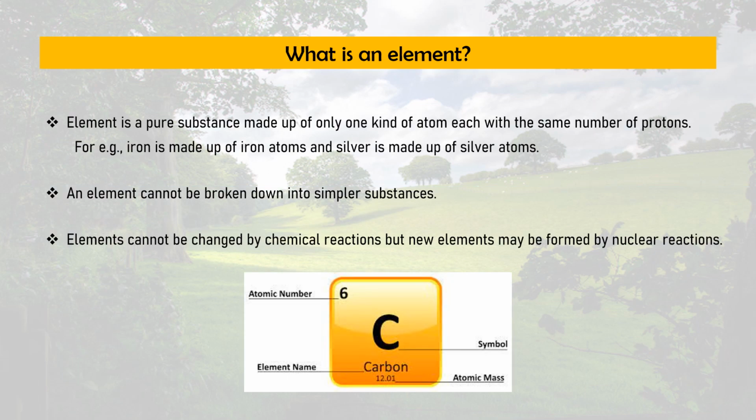What is an element? Generally, an element is a pure substance that is made up of only one kind of atom. Maybe they have the same number of protons or not, but it is the pure substance, meaning the simplest substance, which cannot be broken down into any other substances. For example, iron is made up of iron atoms only, and silver is made up of silver atoms. So elements are the substances that cannot be changed by chemical reactions, but new elements can be formed by nuclear reactions.